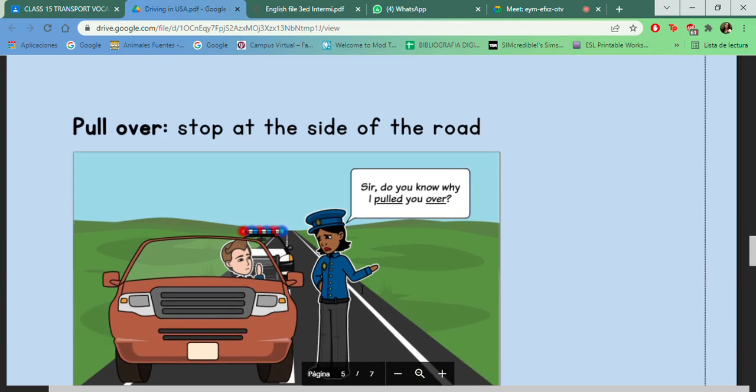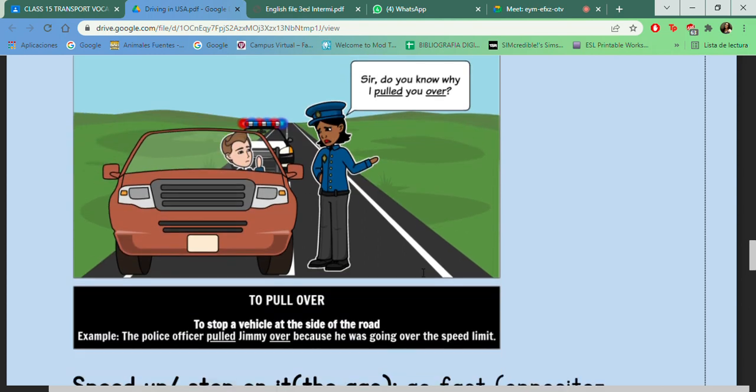Then we have pull over. What we talked about, pull over, is very common and very important to know. This means to stop at the side of the road. For example, here the police officer pulled this man over because he was going over the speed limit. Okay? So, do you know why I pulled you over?